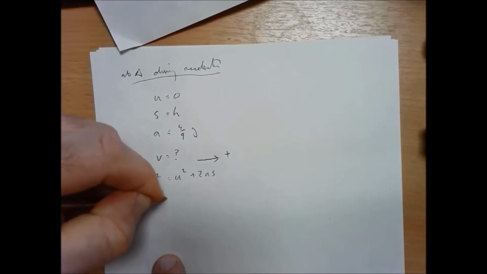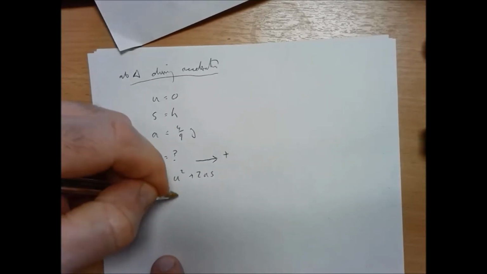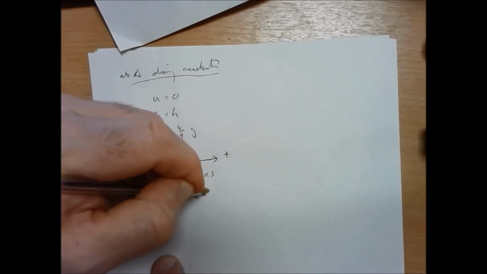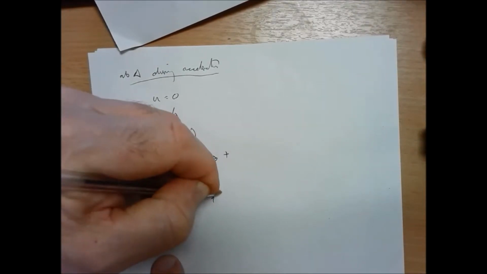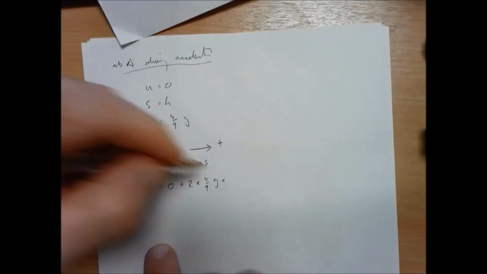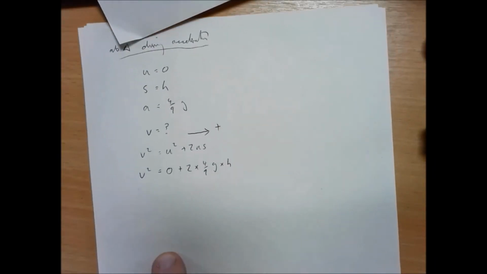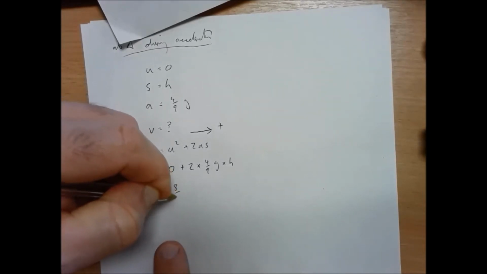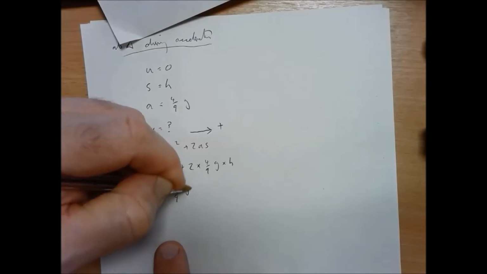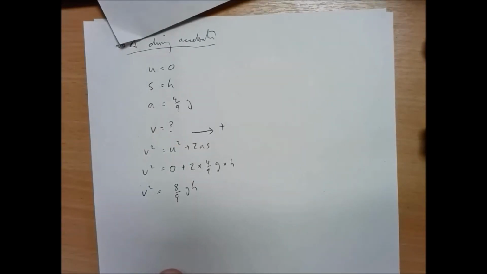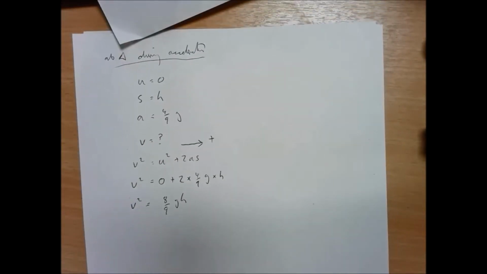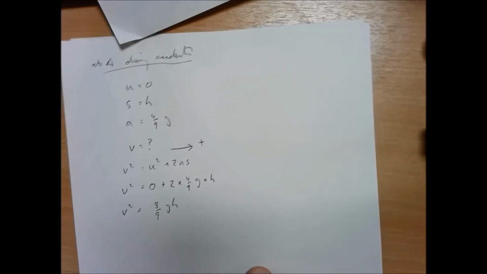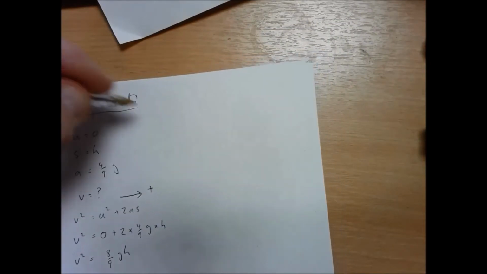V squared equals 0 plus 2 times A, which is 4/9g, times the distance, which is h. And so V squared equals 8/9gh. Okay, that's V squared. If I find V, it's going to be a square root, which is a bit nasty, so at the moment I'll just leave that as V squared. And let's now have a look at the next bit.